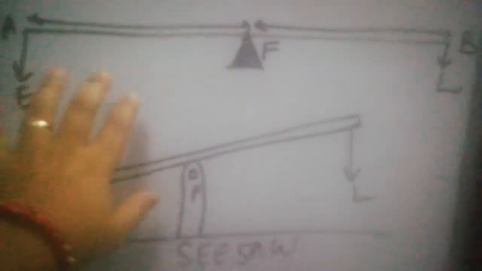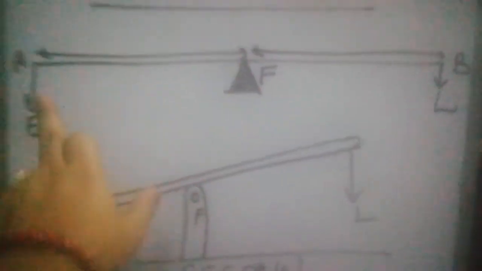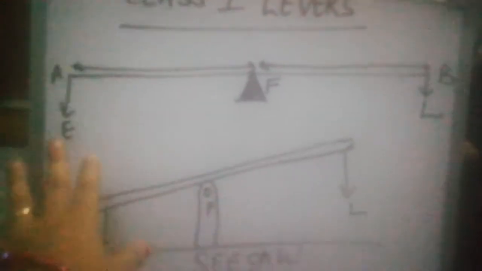See, both are acting downwards, no? So what is the point? I am not saying that the fulcrum should be at the midpoint between the effort and load, but the effort and load should be on either side of this fulcrum and both acting in the same direction.